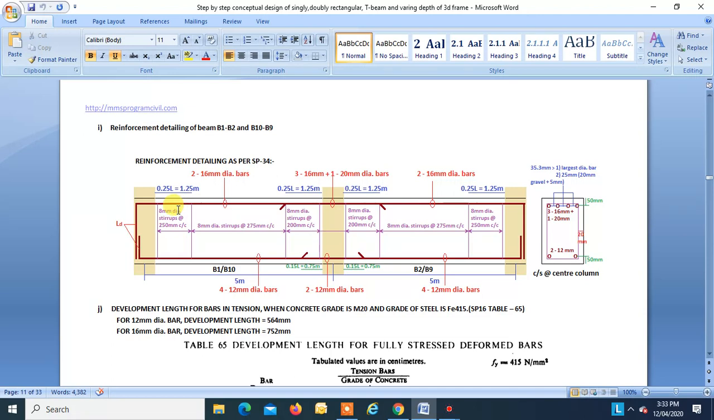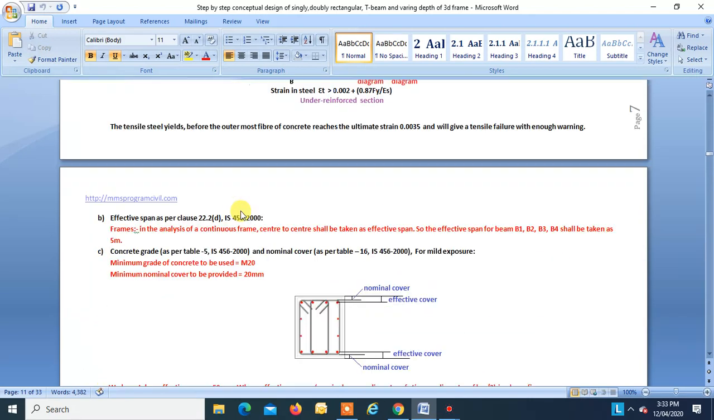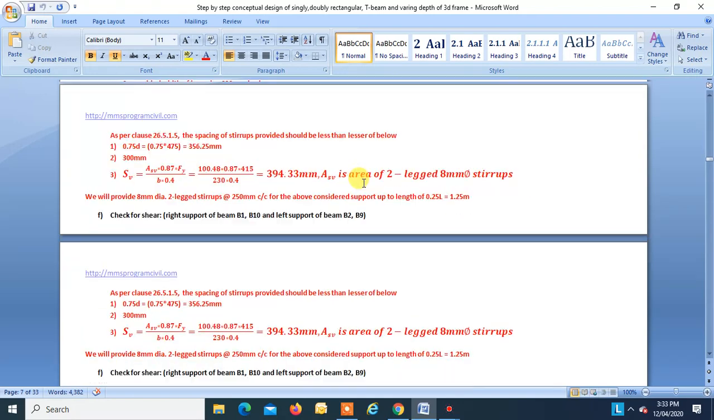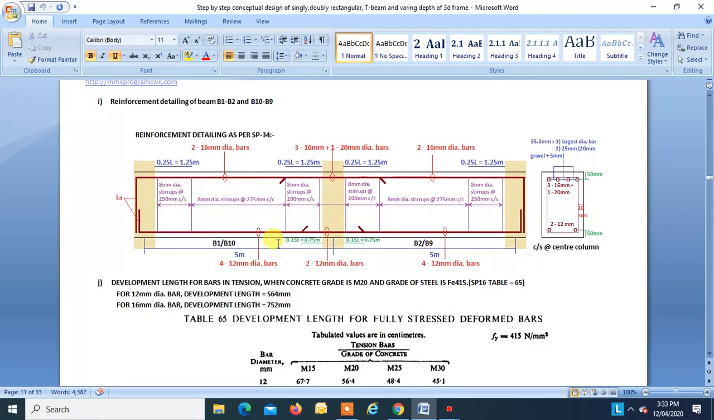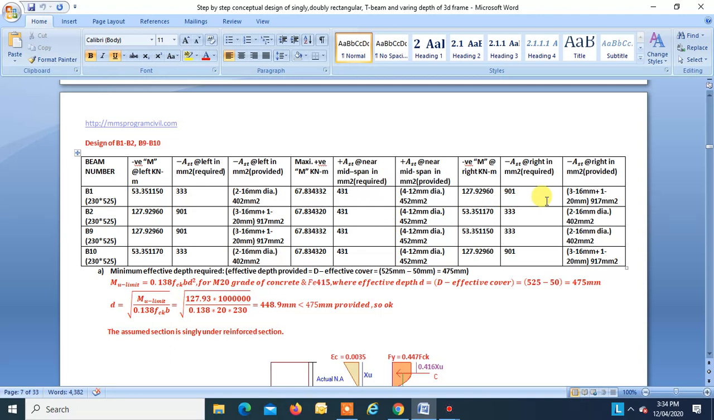But just for explanation, at support now you can see that we have provided two numbers of 16 mm dia bars. Then at midspan we are providing 452 mm square, that is four numbers of 12 mm dia bars. At midspan four numbers of 12 mm dia bars. Then at right hand support it is 3-16 plus 1-20 mm, that is 917 mm square.